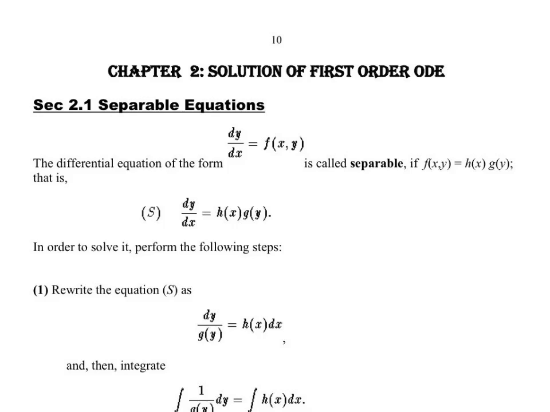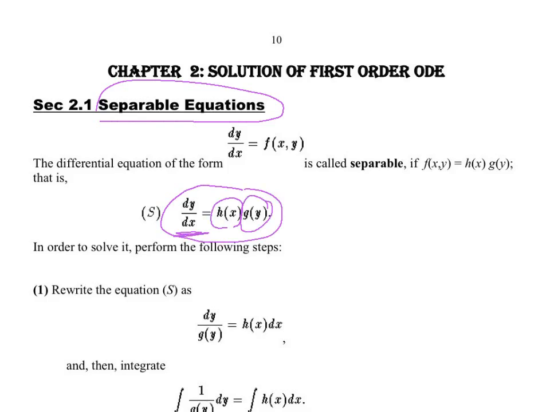Now we are back to section 2.1, which is the first method in solving first order ordinary differential equations. This is separable equations, separable differential equation. We are going to see what a separable differential equation is and how we solve it. A separable differential equation is of this form: y prime is a function of x times a function of y.